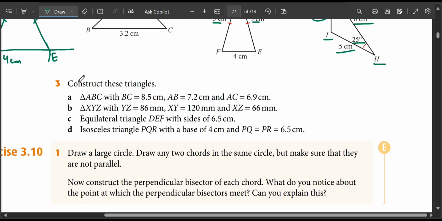Question number 3, construct these triangles ABC with BC is equal to 8.5 centimeter, AB is equal to 7.2 centimeter, and AC is equal to 6.9 centimeter. Okay, I'll go over these with you, like not with drawing it, but like this, ये जो मैंने पहले explain किया था. BC is equal to 8.5, AB is equal to 7.2, and AC is equal to 6.9. Firstly, we will look कौन सबसे बड़ा है, सबसे largest. ठीक है, largest जो हमारे पास है वो 8.5 है.